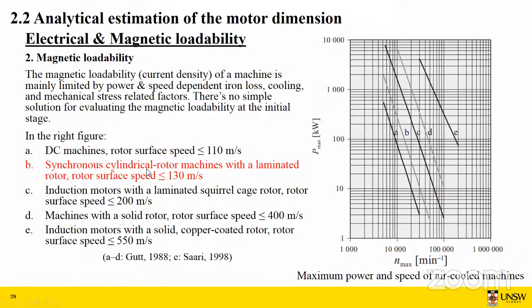But it is for conventional design only, because many new designs exceeded these constraints. For example, it says for a synchronous cylindrical rotor machine with a laminated rotor, the rotor surface speed needs to be smaller than 130 meters per second. In most cases this is correct, but many new IPM-SM or SPM-SM machines have exceeded this value. The rotor can reach 200 meters per second or even higher.